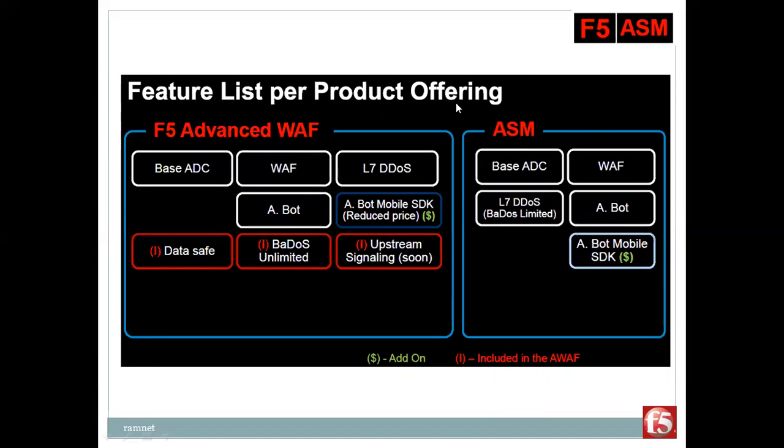And the feature list per product offering. Advanced WAF is this, normal ASM is this. Normal ASM has a base application delivery controller. L7 is limited only. WAF bot protection is limited. It's all limited only. SDK, dollar, means you just need to pay to get that. Here in Advanced WAF, base ADC, everything is there, but add DataSafe, unlimited data, upstream signaling, and everything is coming up. It's included in the app. You don't need to pay anything. So that is Advanced WAF.